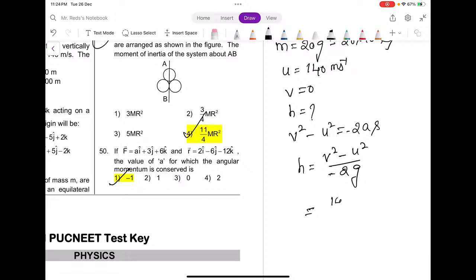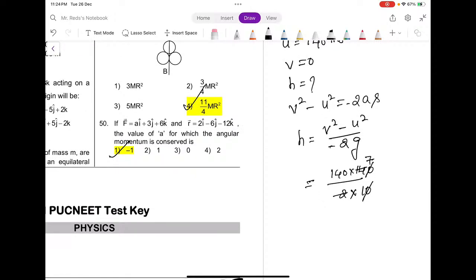U is 140 into 140 by 2 into g is 10. This gets cancelled. So we'll get 2 7s 14. So this will be the height raised.